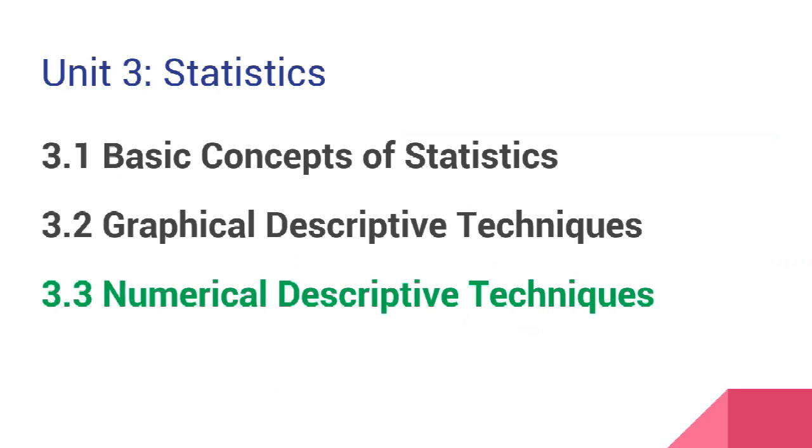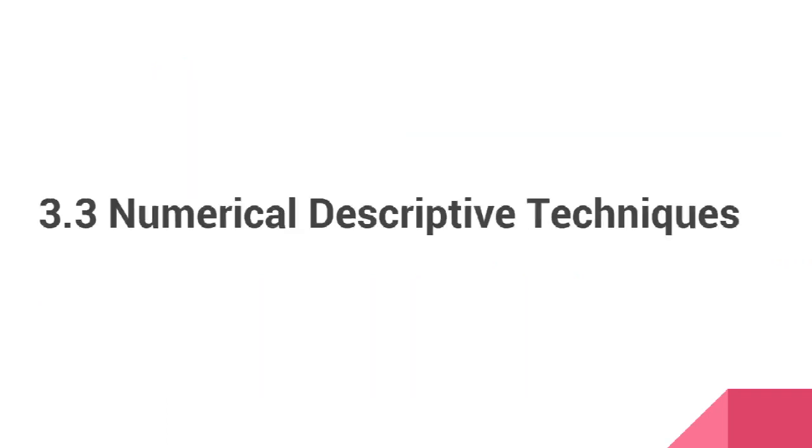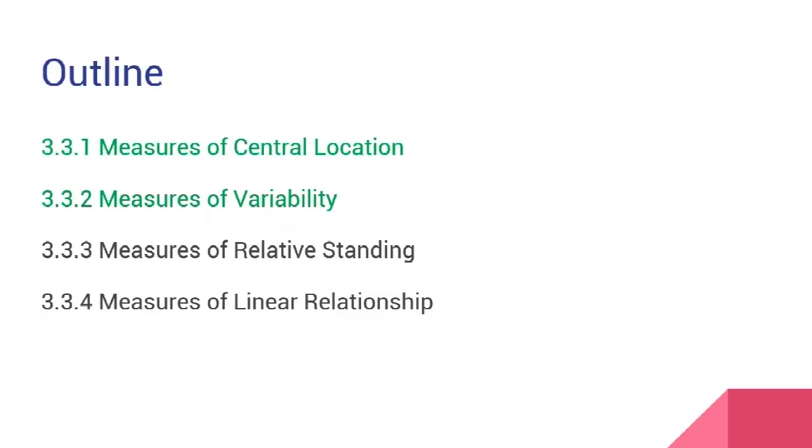Now, from today on, we're going to learn some numerical descriptive techniques. This is the second part of Unit 3. The second part of Unit 3 is divided into these four parts. First one is measures of central location. And after that, we're going to learn measures of variability. These two parts will be covered today.